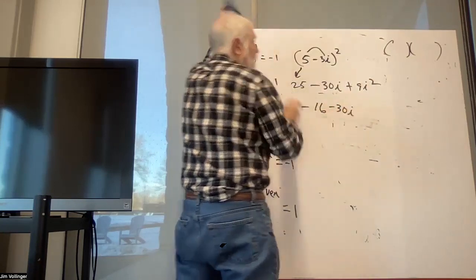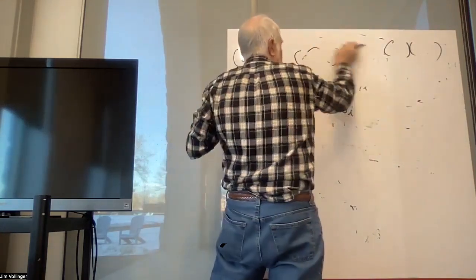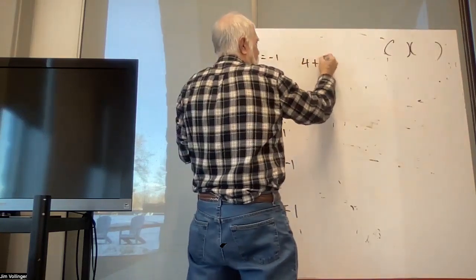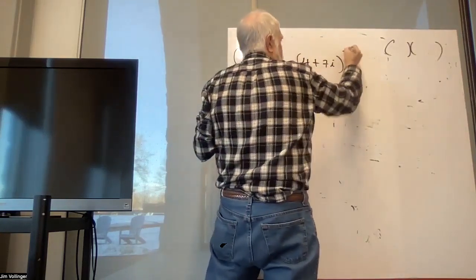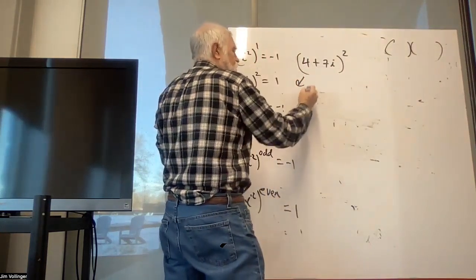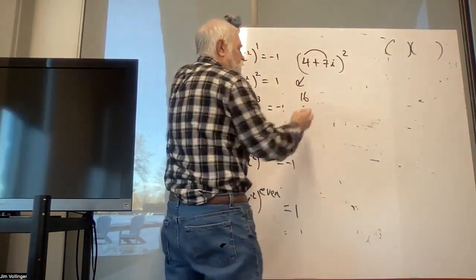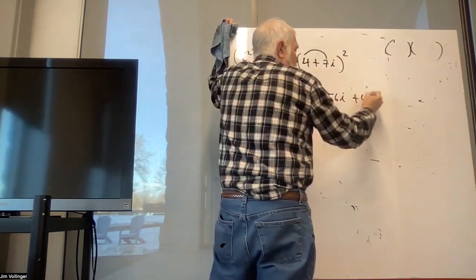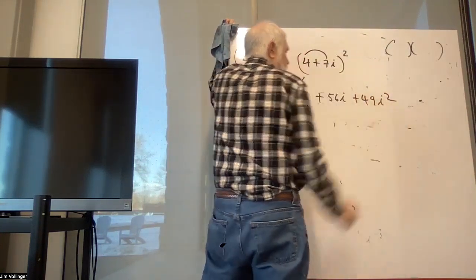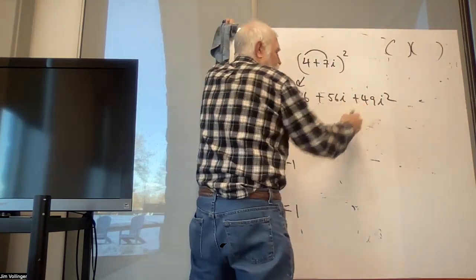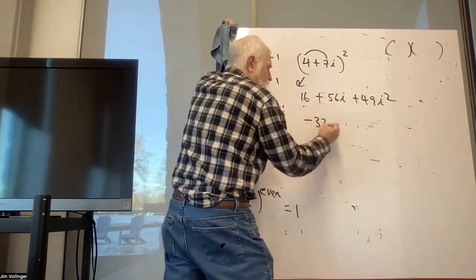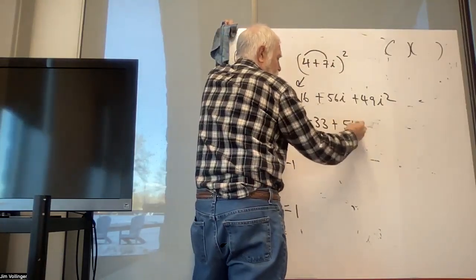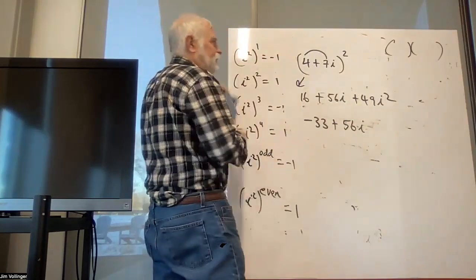Let's do another one. Let's do 4 plus 7i, parentheses squared. All right, square the first term, 16, double the product, 28, gets us 56i. Square that, gets you 49i squared. So take 16 away from 49 and change the sign. I believe that's minus 33 and 56i. All right, there's your practice for that.